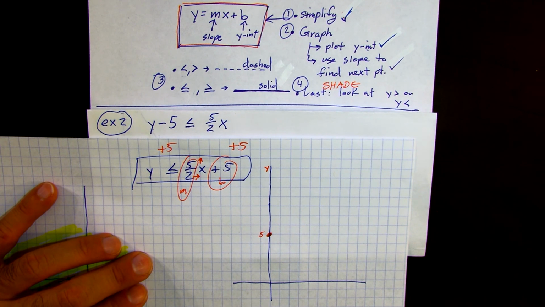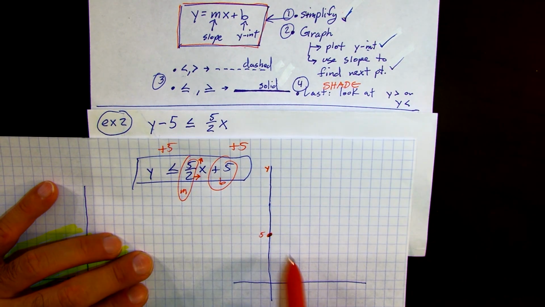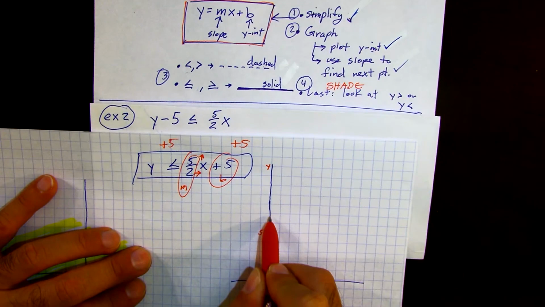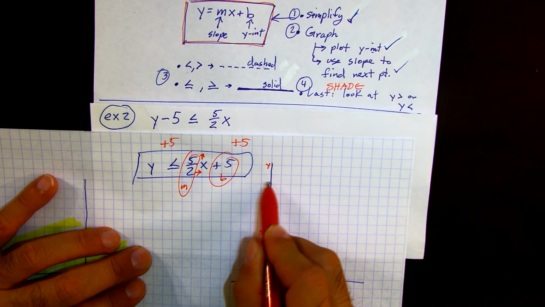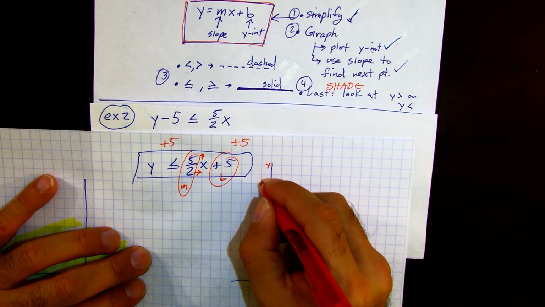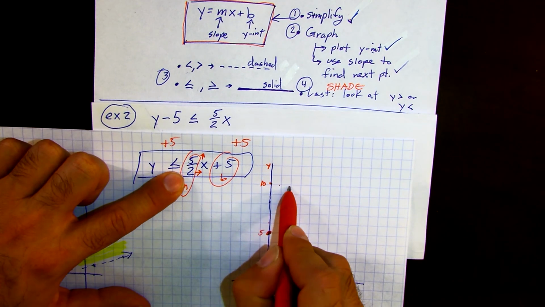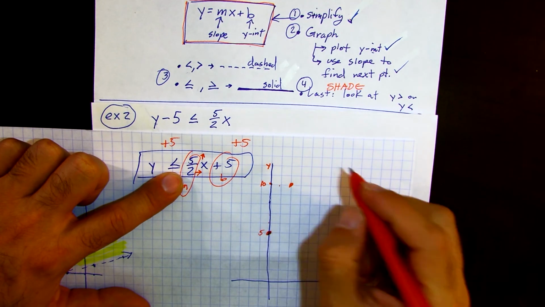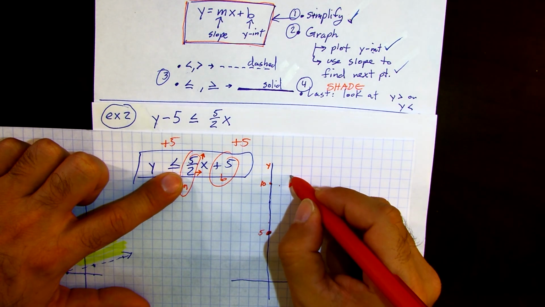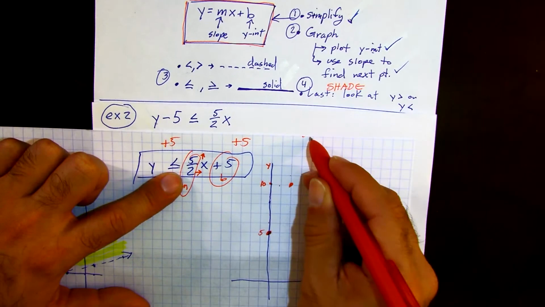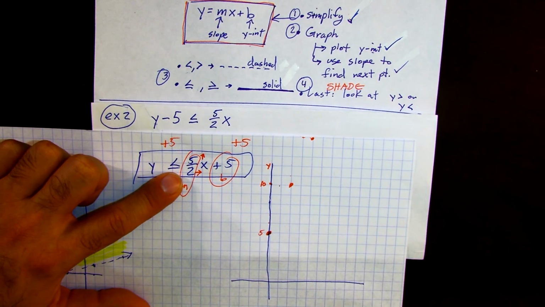So find your next point. Rise of 5. We start with the y-intercept. We go up 1, 2, 3, 4, 5. That's 10. And then we go over to the right, positive 2. 1, 2. Here's my next point. And I could go up another 5, 1, 2, 3, 4, 5 over 2. That's where the next point would be. I can go down 5 and over 2. That's where the other point would be.